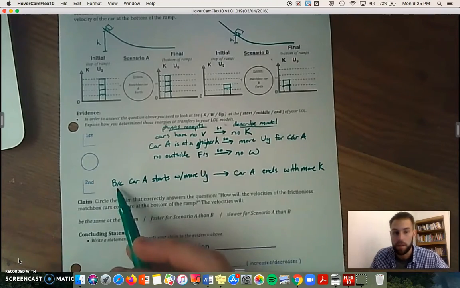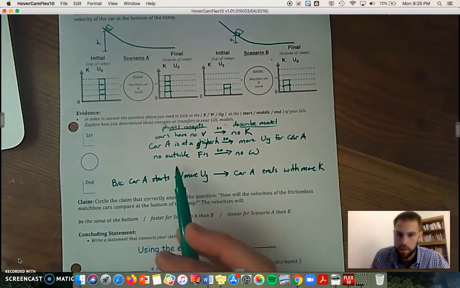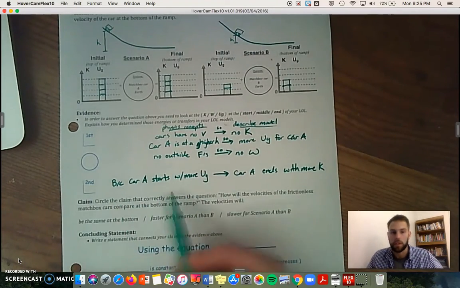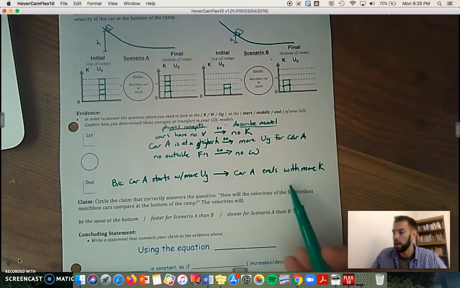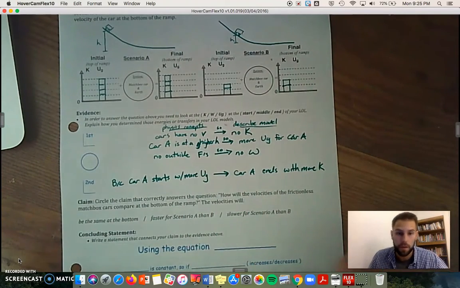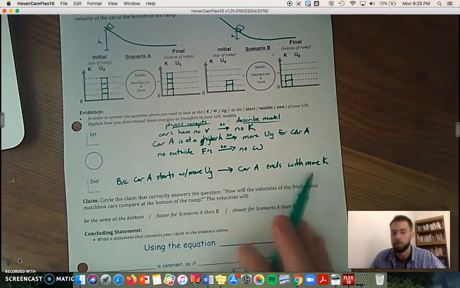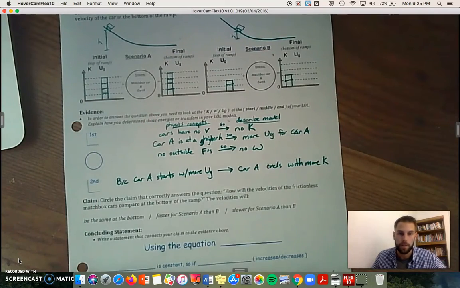I could have maybe said for my physics concept, same idea, just said it a little bit differently. Because energy can't be created or destroyed, car A ends with more K. Either of those work, right? But I'm giving a physics concept explanation for why I drew what I did here.